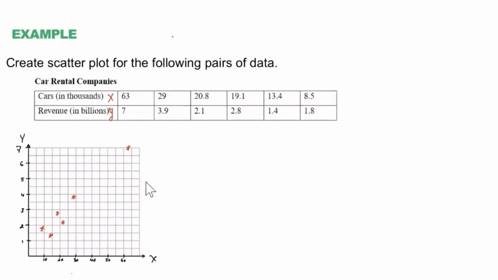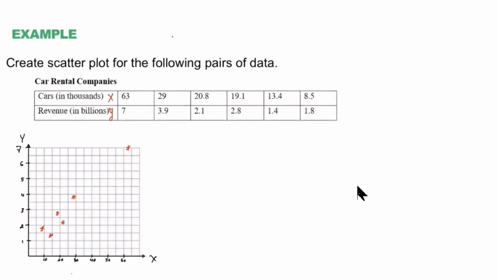Now you can unmute yourself and answer my question. What type of pattern do you see here? When the number of cars rented increases, what happens to the revenue? What is the relationship between the independent variable X and the dependent variable Y? Please unmute yourself. Positive, positive, positive linear relationship. Very good.